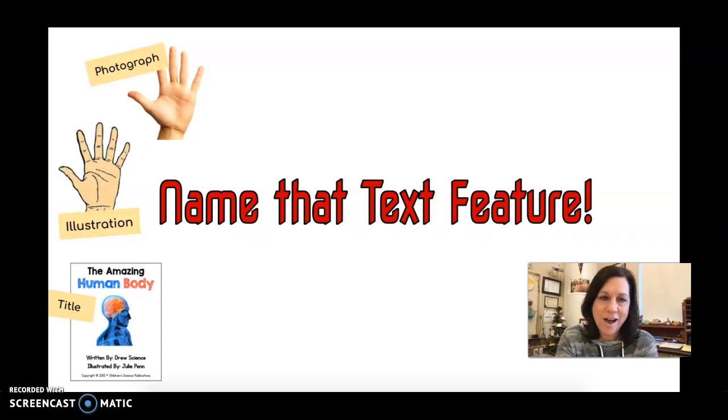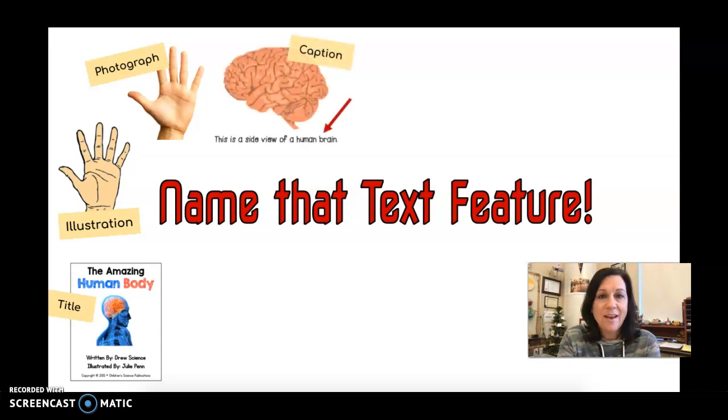And then you've got a photograph and an illustration. Now you can definitely see that the photograph is actually a real life photo, whereas an illustration is a drawing. But it provides us with visual information. Okay, so now we have a caption. The captions explain the photographs. So that caption says, this is a side view of a human brain. It just tells us, the readers, what we're looking at.